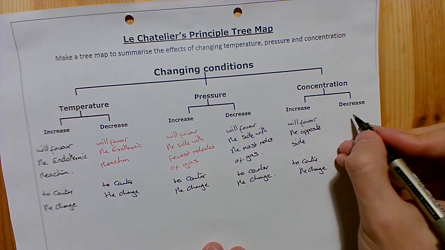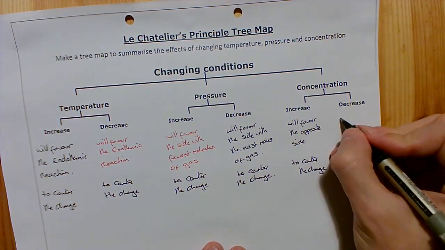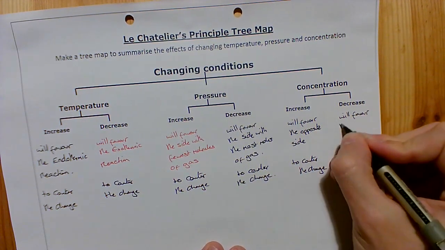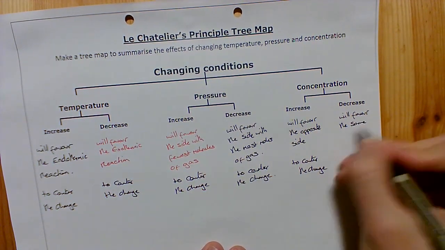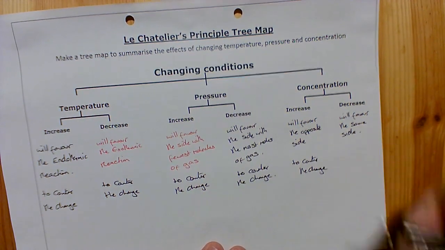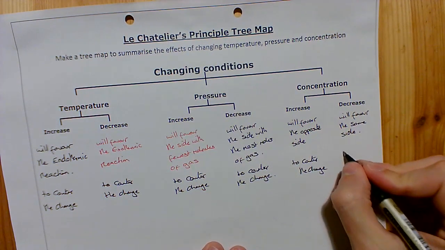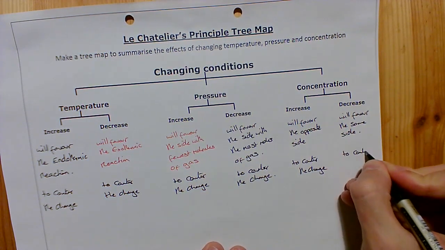And again, if I decrease the concentration, it will favor the same side. So if I were to decrease the left-hand side, it will favor the left-hand side. If I were to decrease the concentration on the right-hand side, it will favor the right-hand side to counter the change.